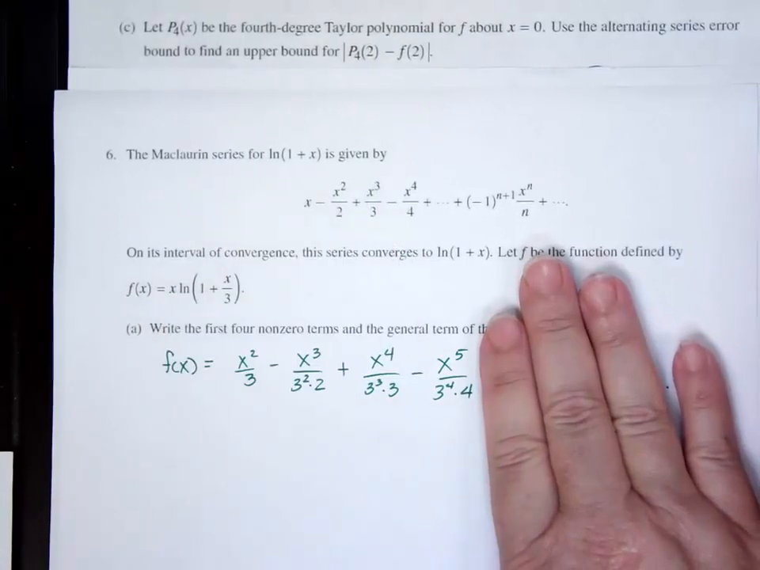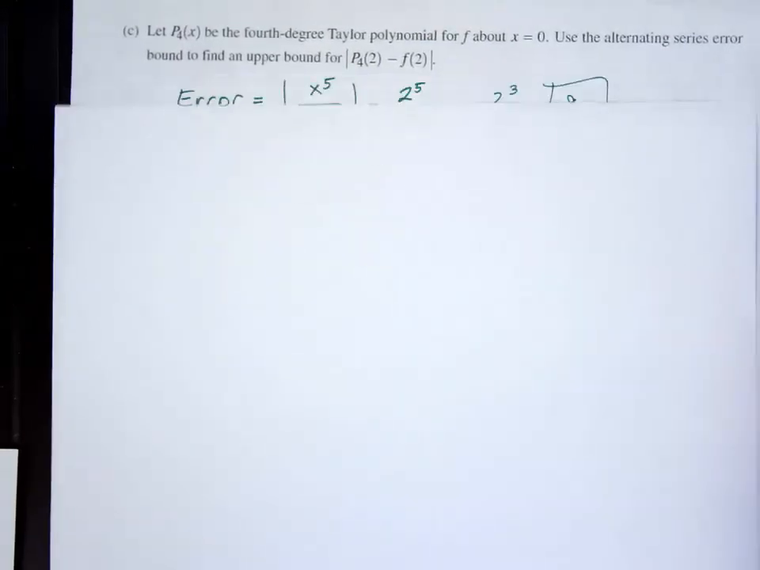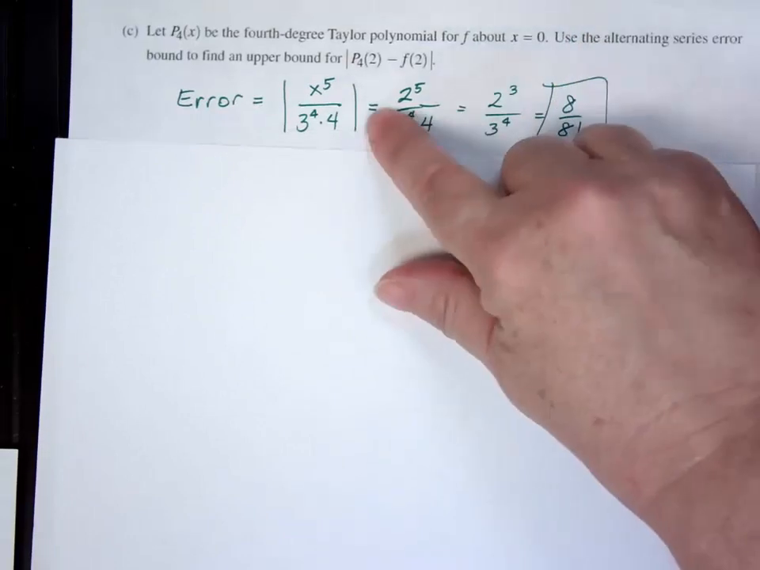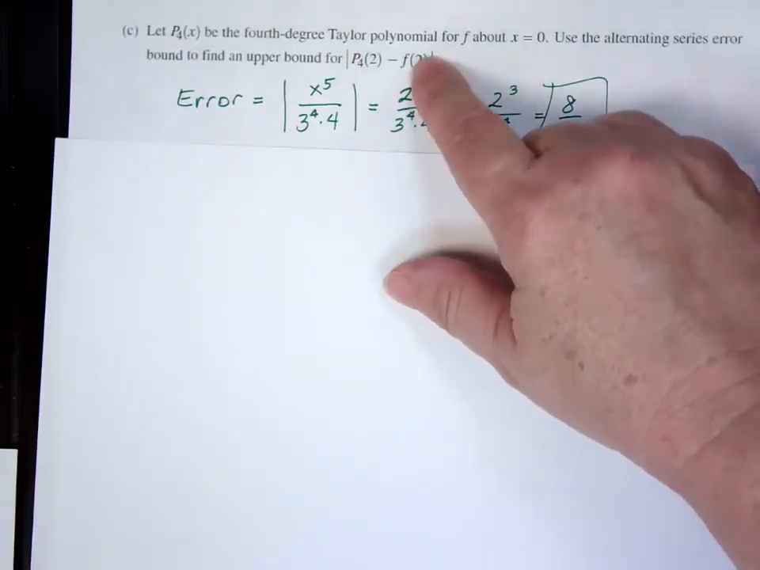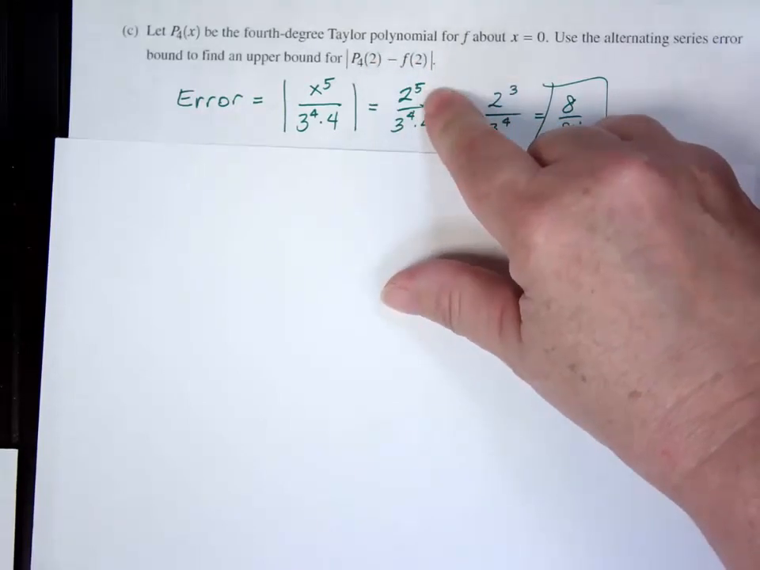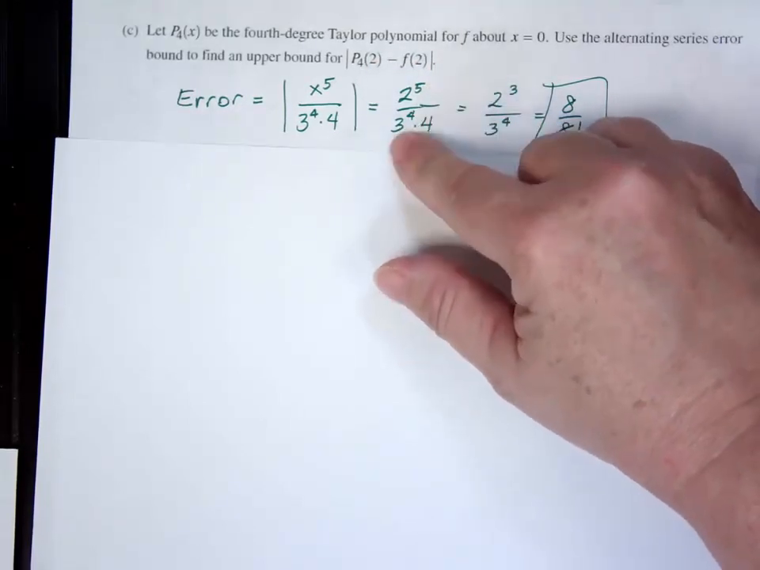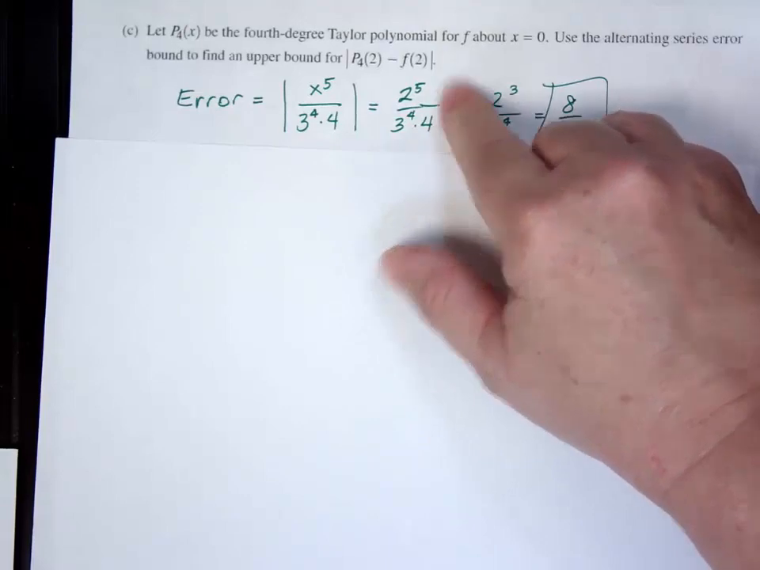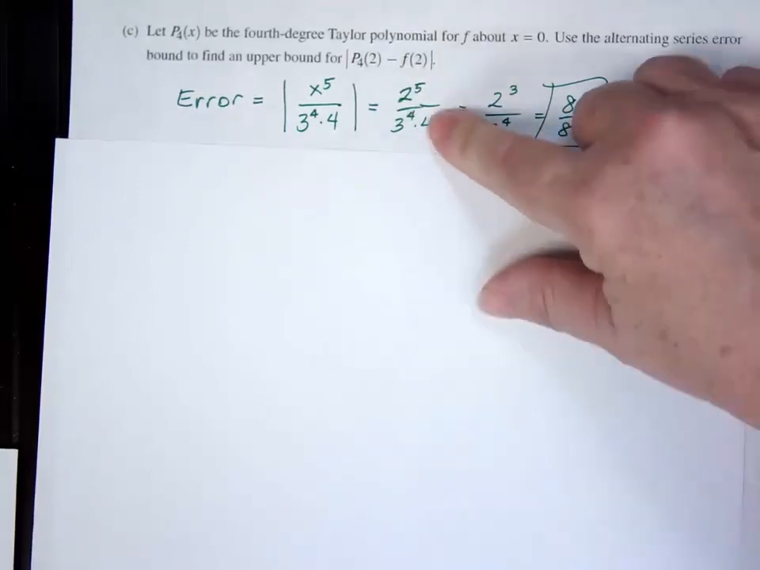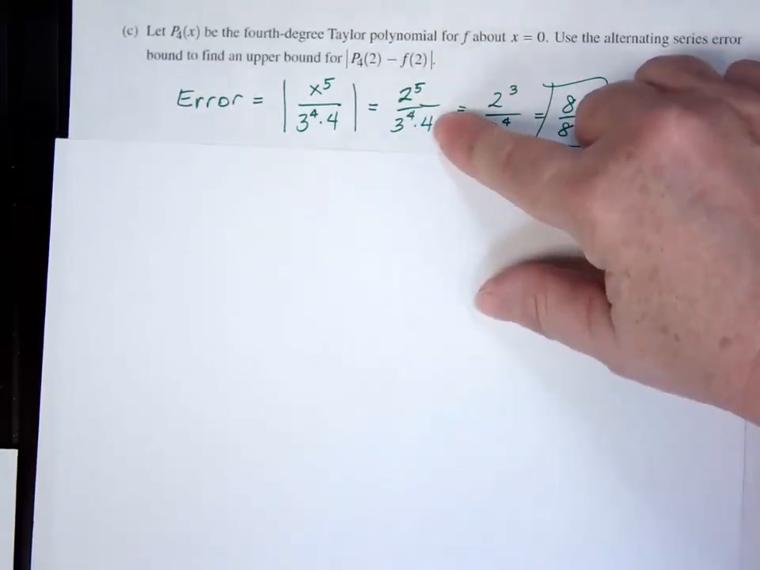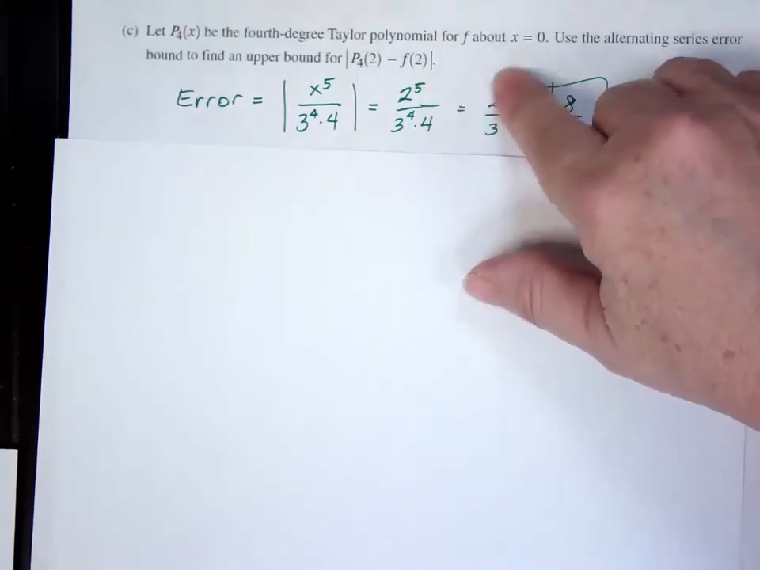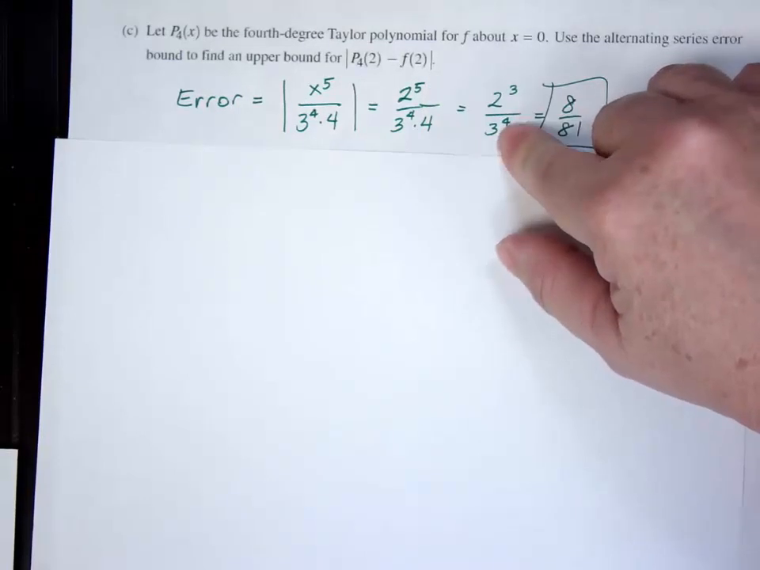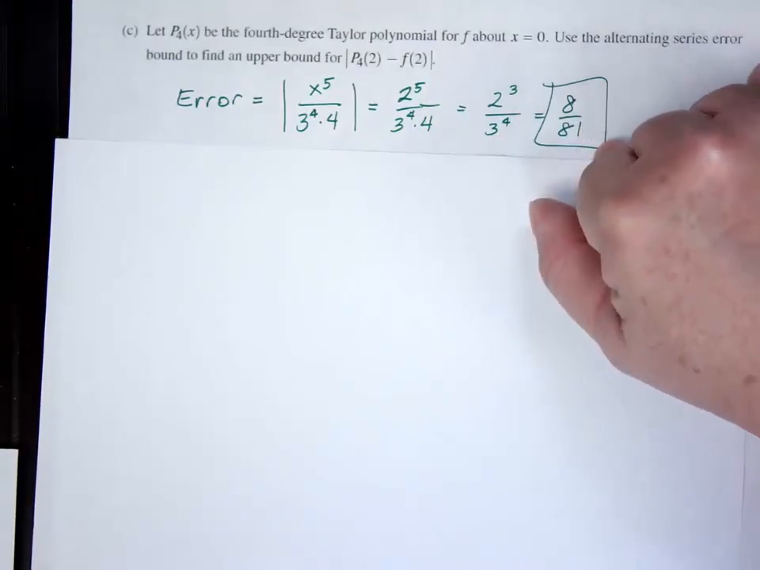So when I come over here, I put it in absolute value, since the error is an absolute value. Because 2 is substituted in, that means 2 becomes x. 2 to the 5th over 3 to the 4th times 4, that is a legitimate answer. But if you want to simplify it very quickly without doing a whole lot of math without a calculator, 4 is 2 squared. So 2 to the 5th over 2 squared becomes 2 to the 3rd over 3 to the 4th, which both of those are easy to compute: 8 over 81.